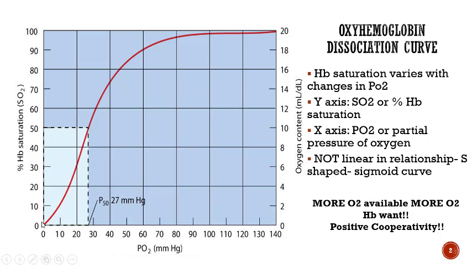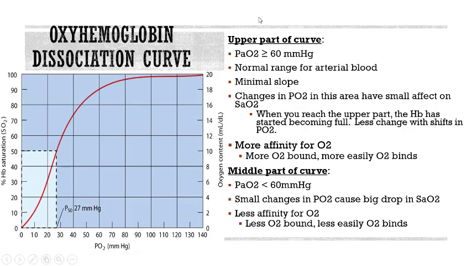I want to draw your attention to the fact that this is called a sigmoid curve. The reason they call it that is it's not a linear relationship the whole way up. You get to this certain point here at about 60 where it plateaus off. That's because when it gets up to about a pressure of 60, it has a lot of oxygen available. And with the hemoglobin, the more oxygen it has, the more oxygen it wants because of positive cooperativity. So when you get up to about this level, it's got a lot of oxygen available, so it plateaus off. Like a lot of its seats are full and it's doing well. So upper part of curve around 60, it's going to plateau off.